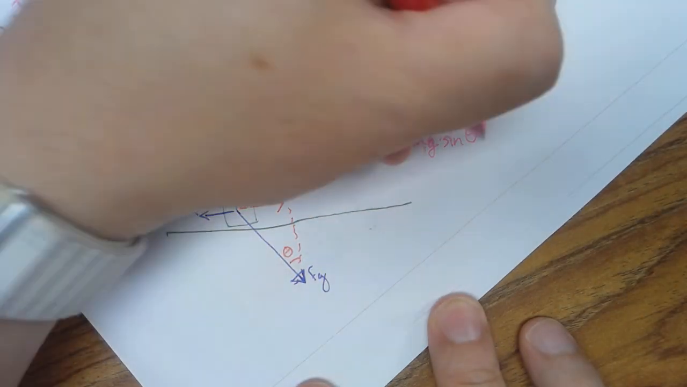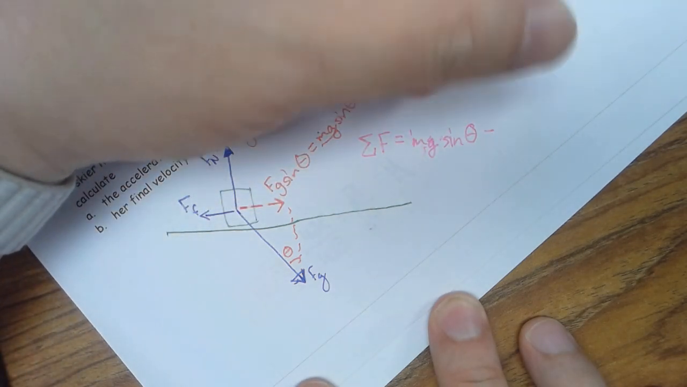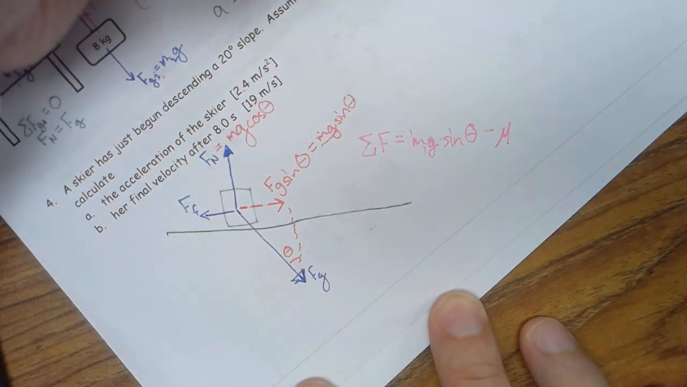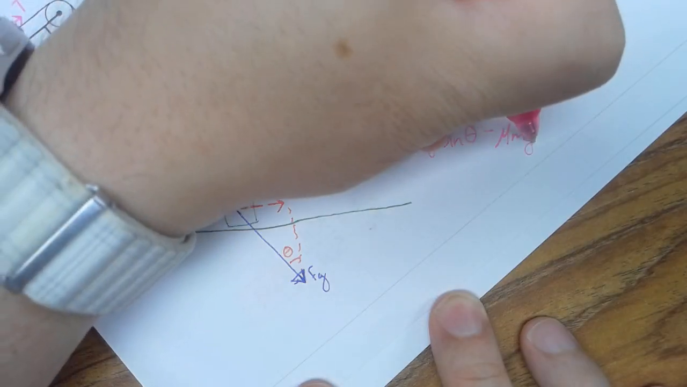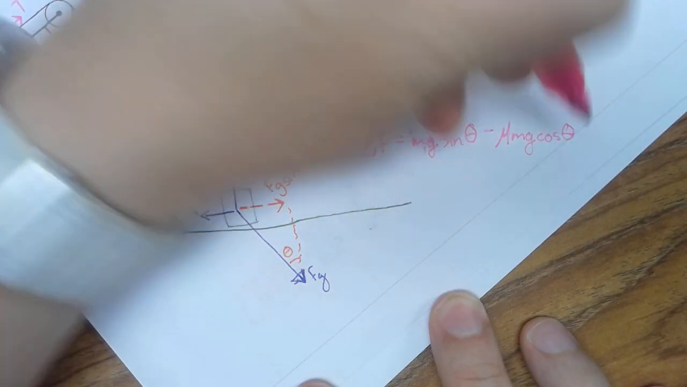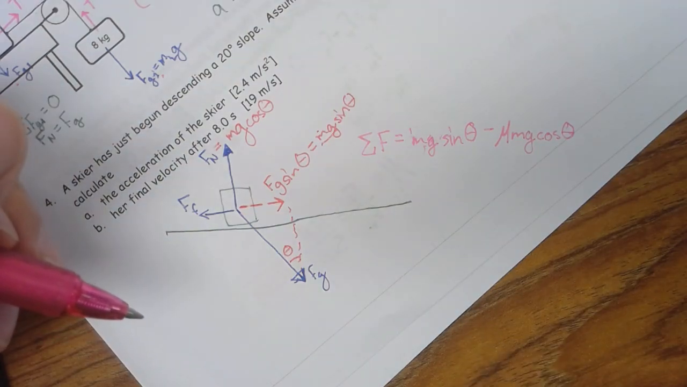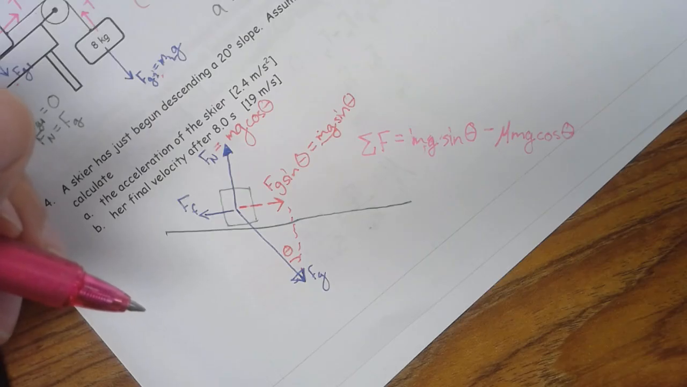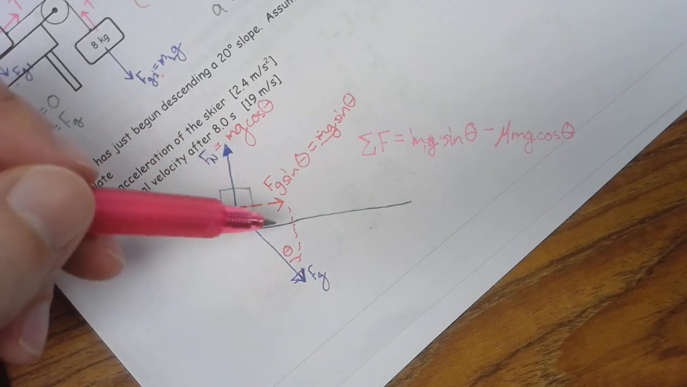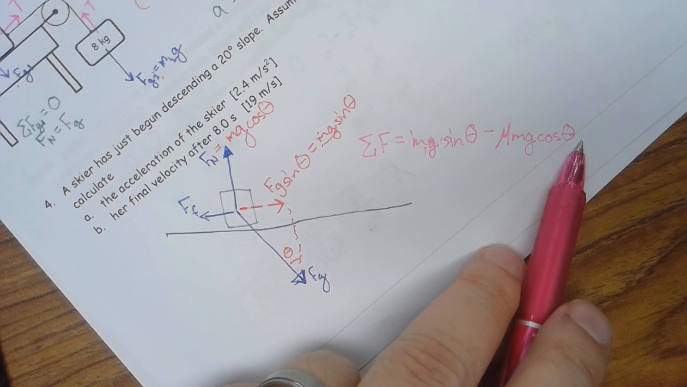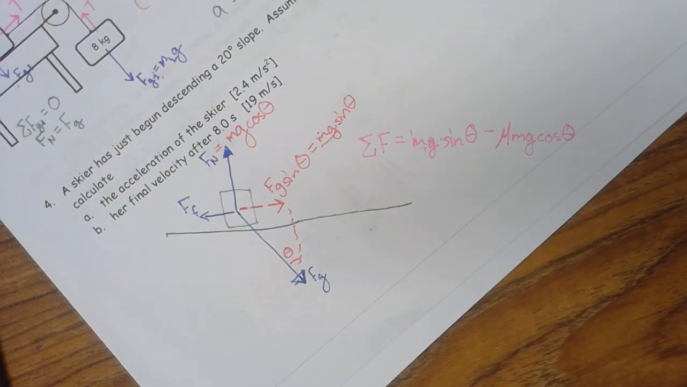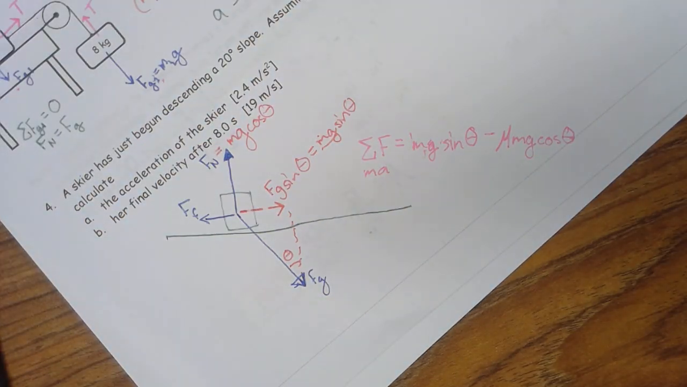And, okay, which is mu, yeah, mu Fn. There's my mu Fn. Right? You told me Fn equals mg cosine theta, so that's my force normal right there. Wait, what's that force equal? Okay. What cancels out then?